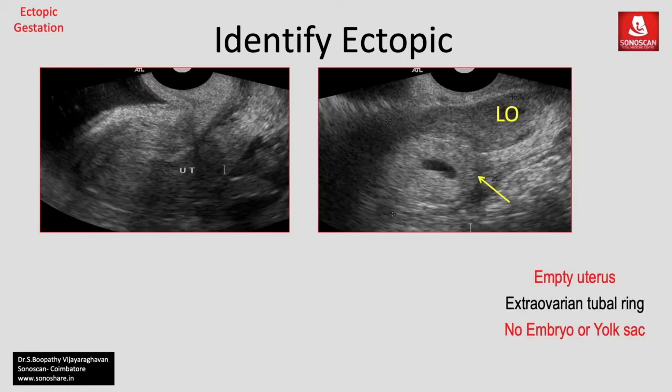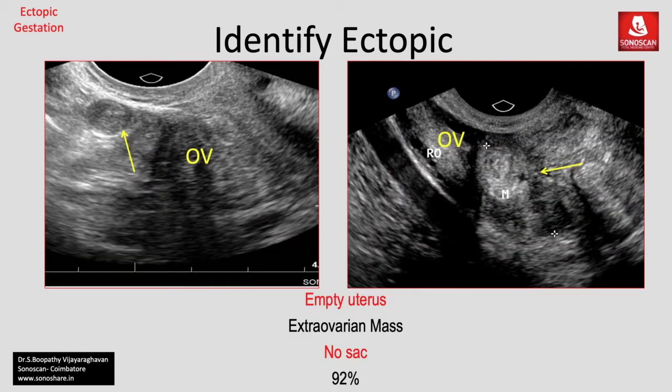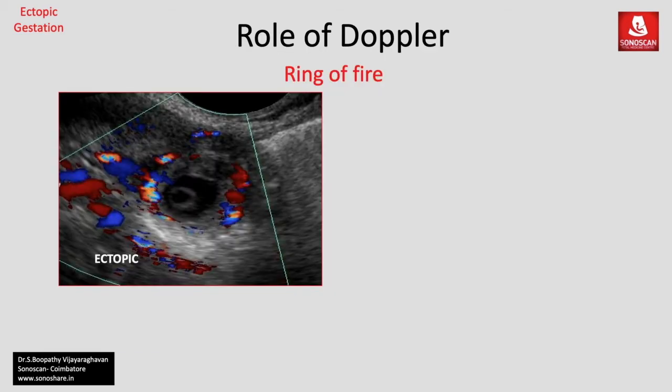Without any embryo or yolk sac. So when you see this, it is 95% specific for ectopic gestation, and it is a sign of high probability of ectopic, which is seen here in an ectopic.